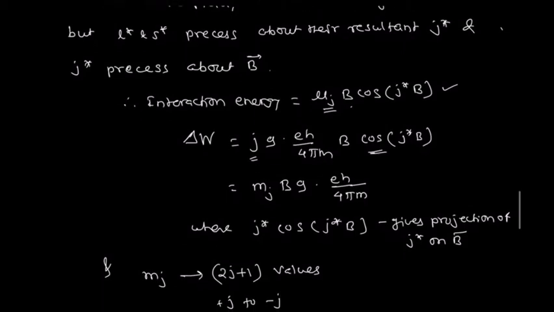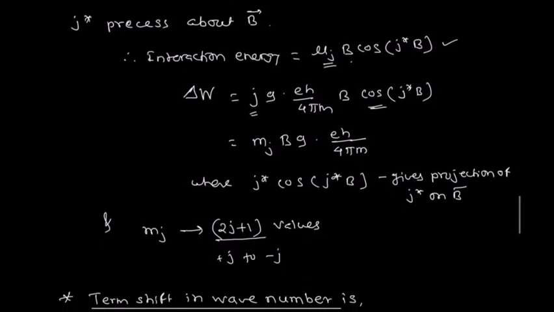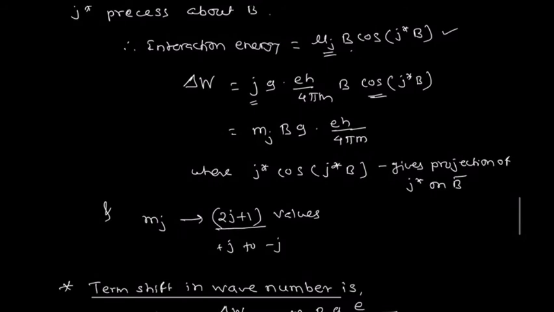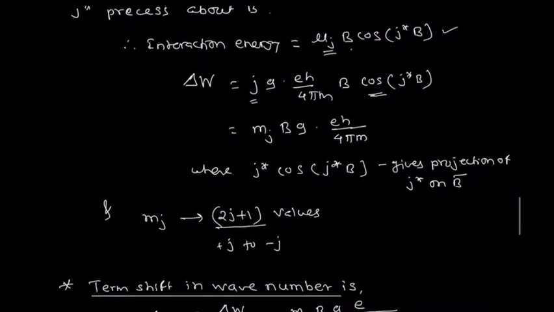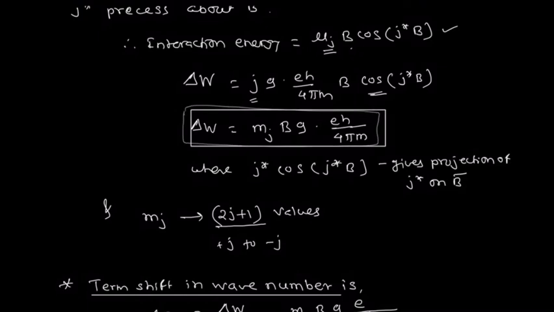Now what is that mj? Mj takes how many values? 2j plus 1, since it depends upon the value of j, and these values are extending from minus j to plus j. This is about the magnetic interaction energy. Magnetic interaction energy we get delta W is equal to mj b g into Eh divided by 4 pi m.